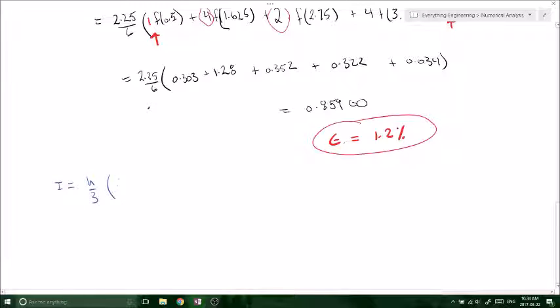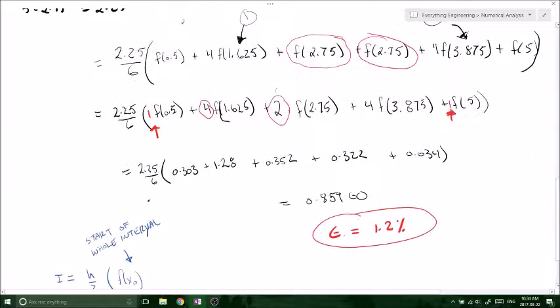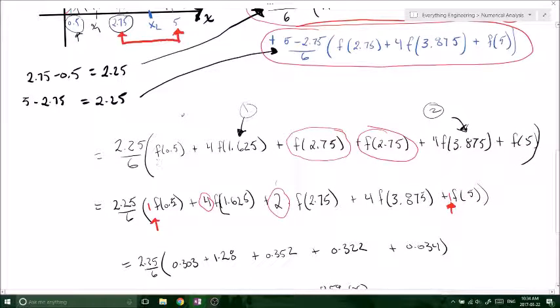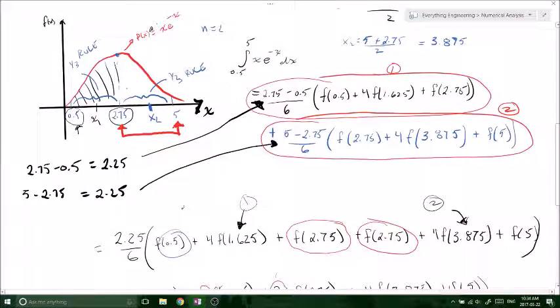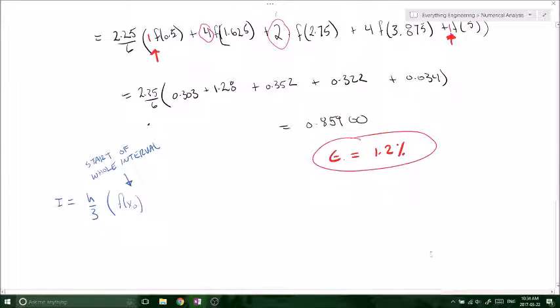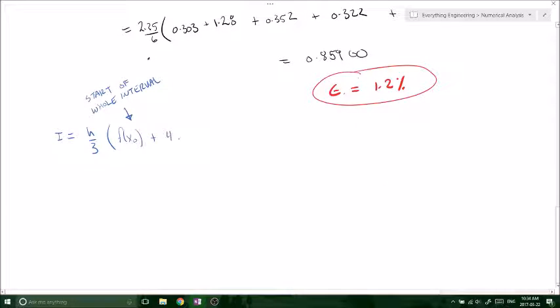So if you want to write this down in a formula way, we can say that I equals h over 3 times f of x naught. Now x naught is the start of the whole interval. So remember, before, 0.5 is the very beginning of our whole interval that we're interested in. So that's going to be the first term of this formula every time, plus 4 times the sum of the function at xi from i equals 1 to i equals n minus 1, where i is odd, right?